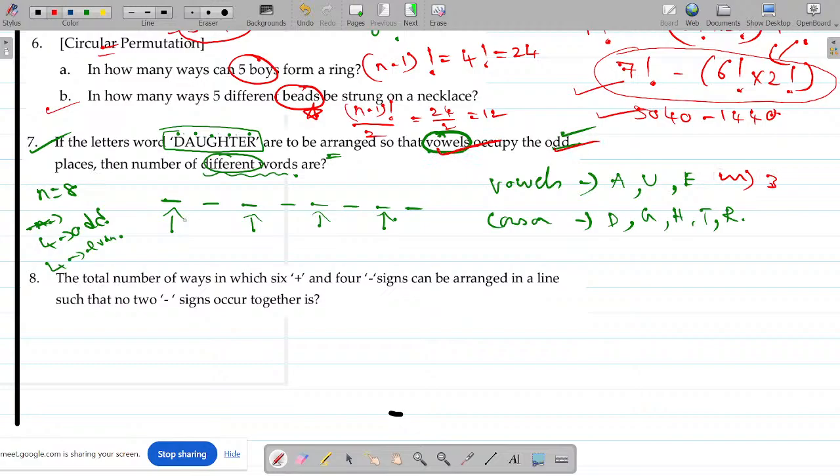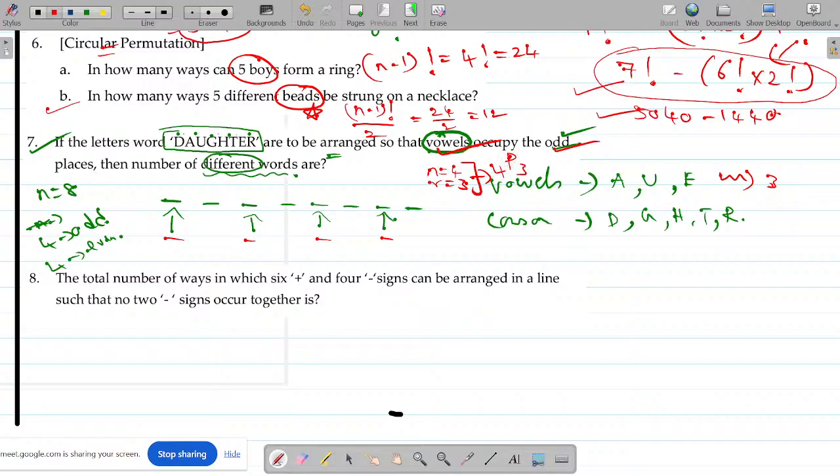Vowels should occupy odd places. How many odd places? 1, 2, 3, 4. So in this case, n is equal to 4 and r is equal to 3. You should not take it the other way because n is always greater than or equal to r. N is equal to 4 and r is equal to 3, which can be arranged in 4P3 ways.